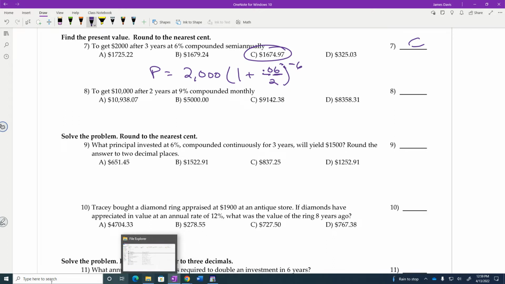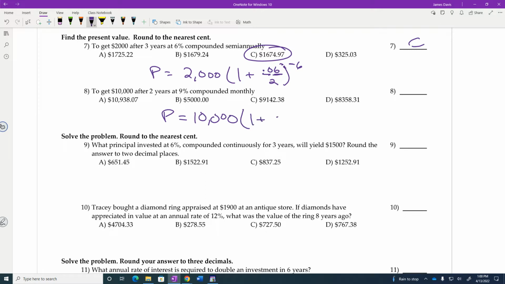Next one, we want to get $10,000 after 2 years with 9% compounded monthly. So it's the same setup. 10,000 in the future, 1 plus 0.09 over 12, monthly is 12, to the 12 times 2, 24, so it'll be negative 24.